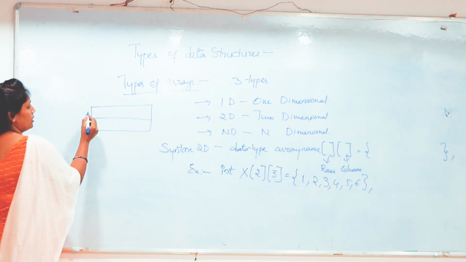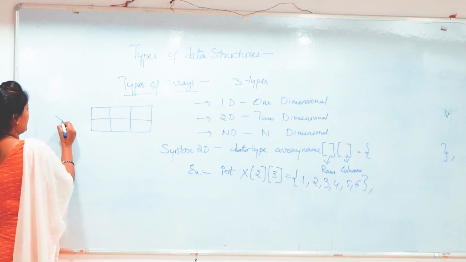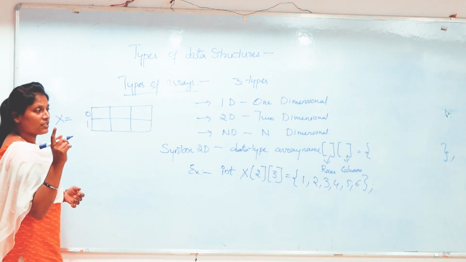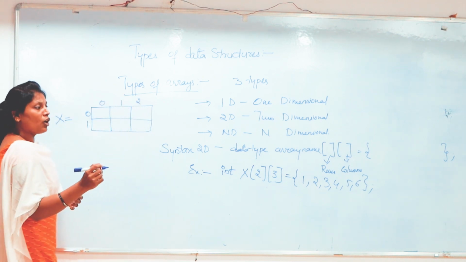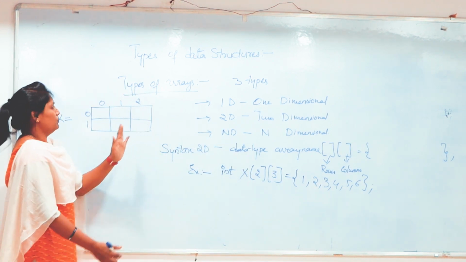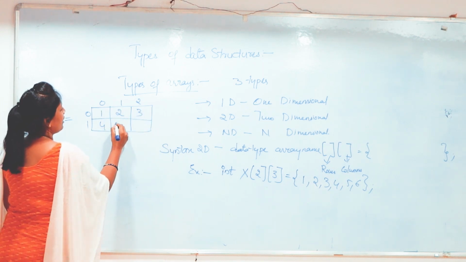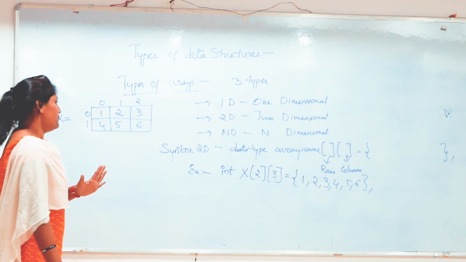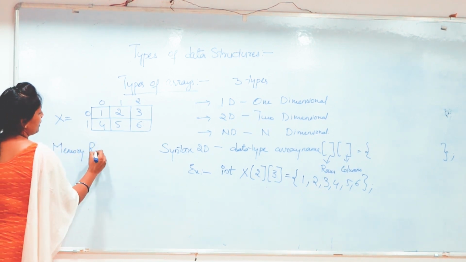Here, 2 rows and 3 columns. This will be represented as X of 2 by 3. As I have told you, the array always starts with 0. So 0 and 1 for the rows and 0, 1 and 2 for the columns, as my size is 3 and it starts from 0, 1 and 2. And those elements will be stored as 1, 2, 3, 4, 5 and 6. This is the way the elements will be stored in a two-dimensional array. Let us see the memory representation, how that data will be stored in memory.